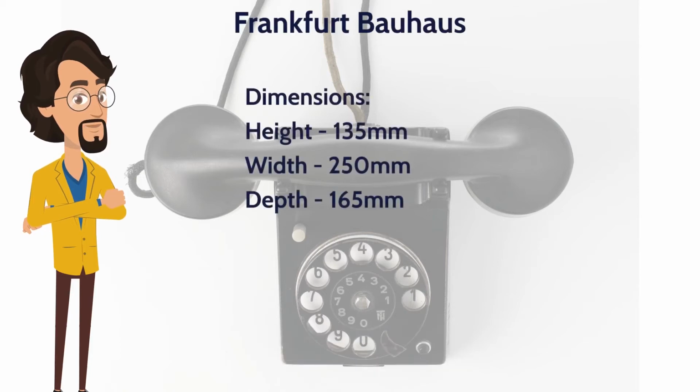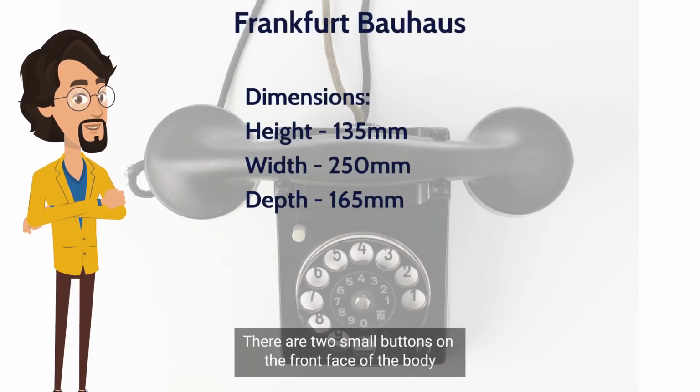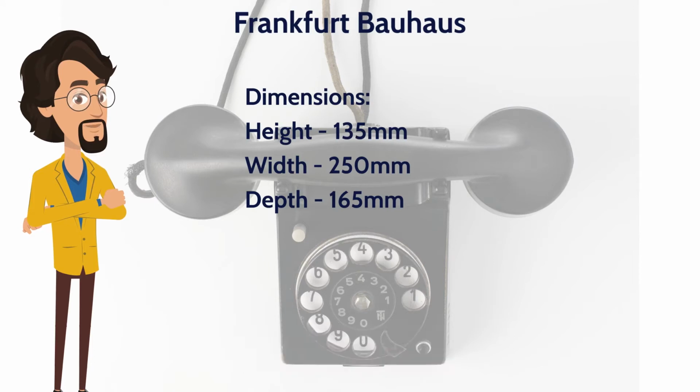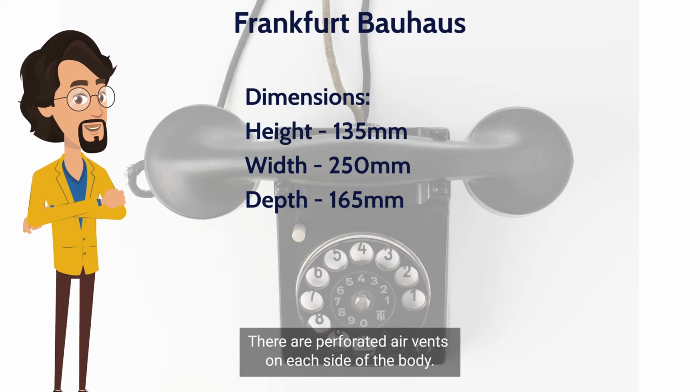The rotary dial telephone sits neatly on a flat surface, with the somewhat larger handset extending much wider than the body. There are two small buttons on the front face of the body. A gray one top left is an extension switch and slides up and down. A black recall button is fitted on the lower right side. A black metal label holder is affixed to the front edge. There are perforated air vents on each side of the body.